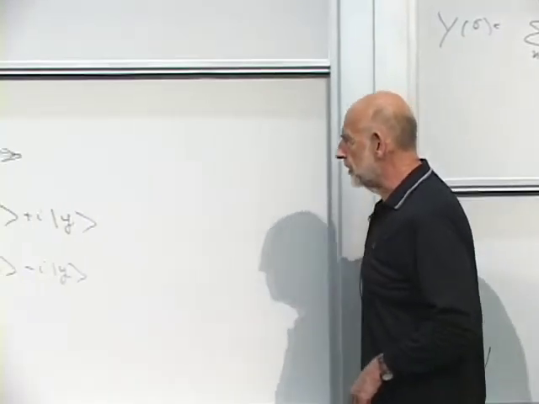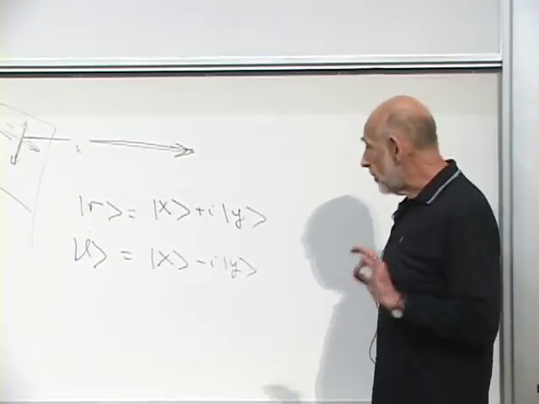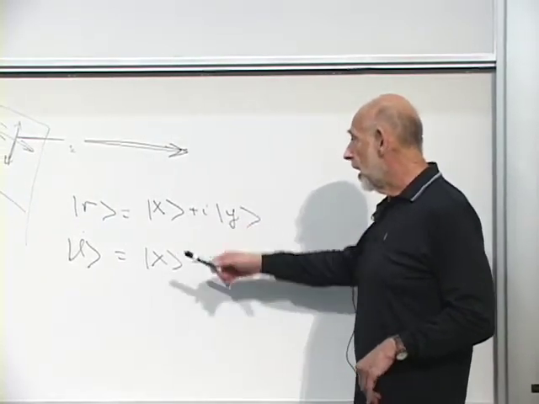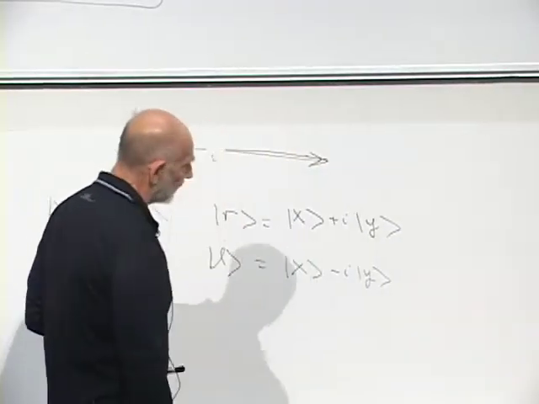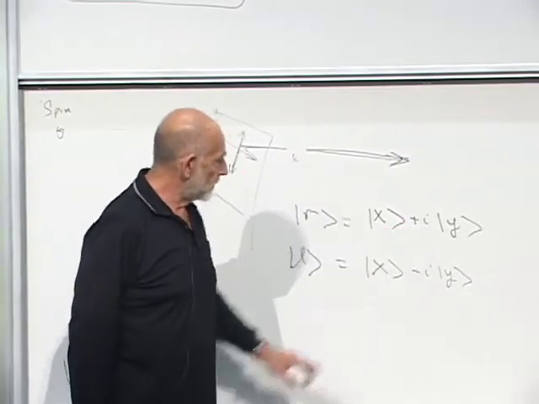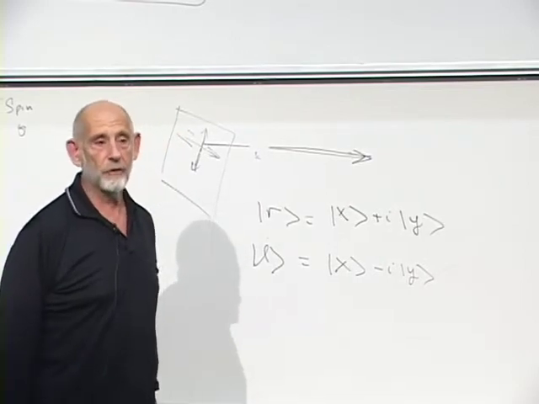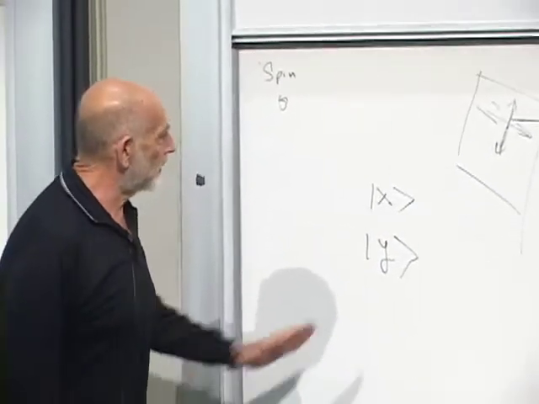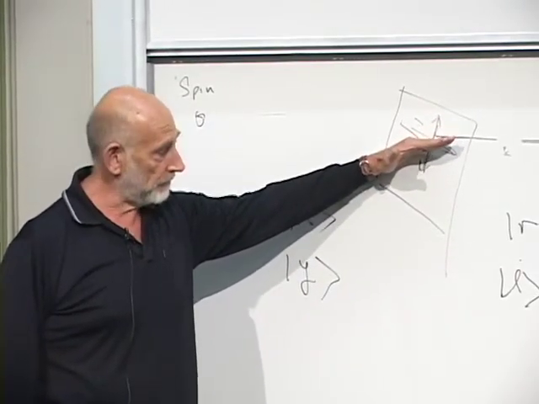Circular polarization is a quantum linear combination. For each photon, a circularly polarized photon is a quantum superposition of an X-polarized photon and a Y-polarized photon. Let me ask this. Supposing I didn't put the i here, supposing I just considered X plus Y. What kind of photon would that be? That would be linearly polarized, but at a 45-degree angle to the axes.